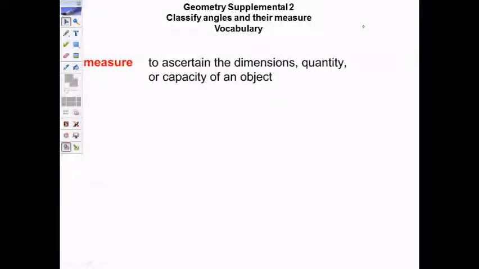Measure is to ascertain the dimensions, quantity, or capacity of an object. Dimensions have to do with length or area.